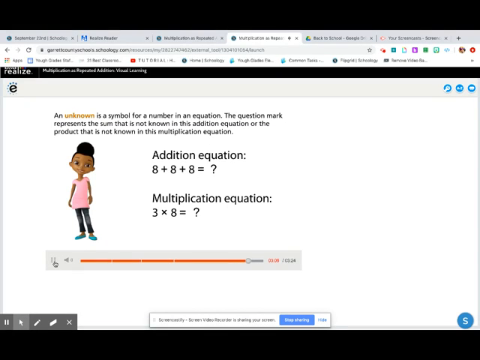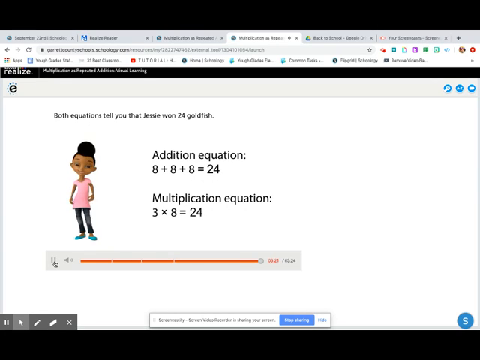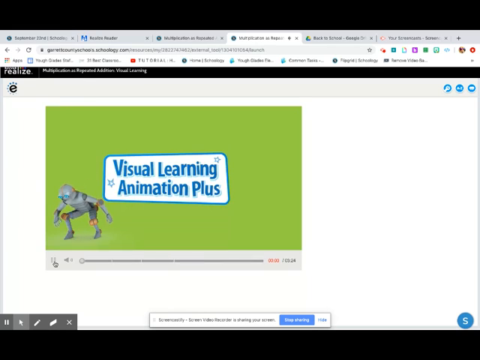The question mark represents the sum that is not known in this addition equation, or the product that is not known in this multiplication equation. Both equations tell you that Jessie won 24 goldfish. Yes, they do. So there's multiple ways to represent the same problem. That's what we just learned.